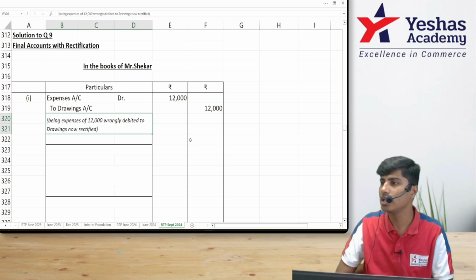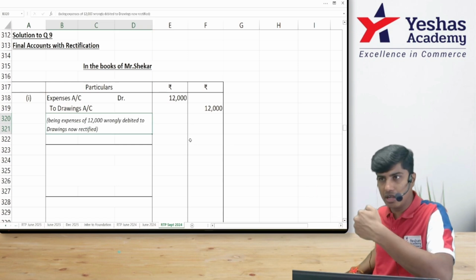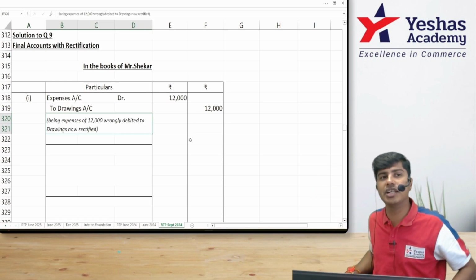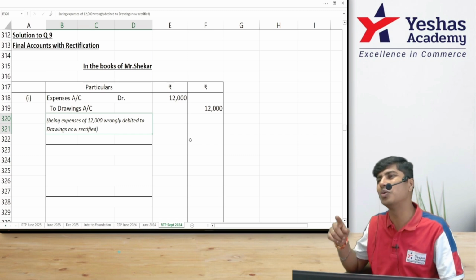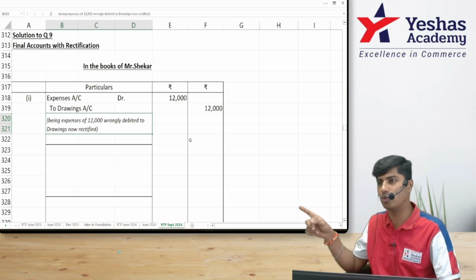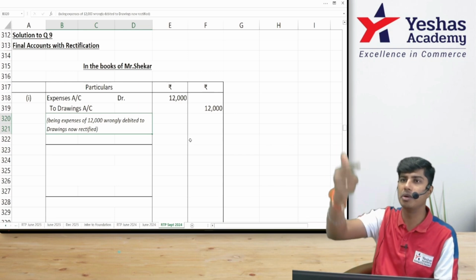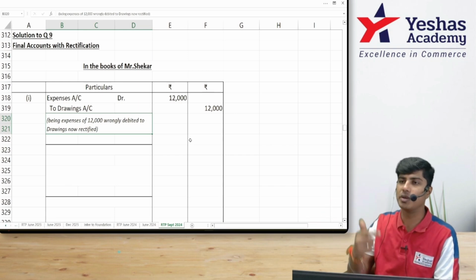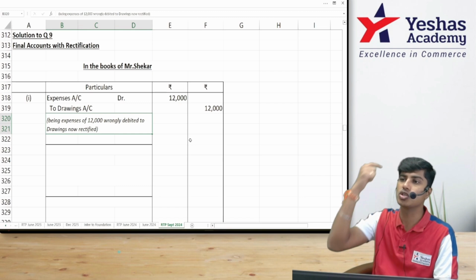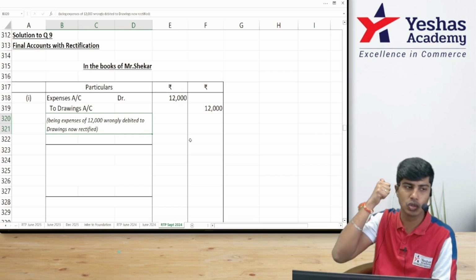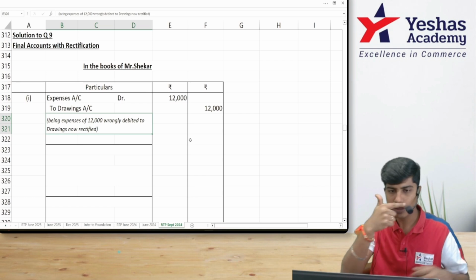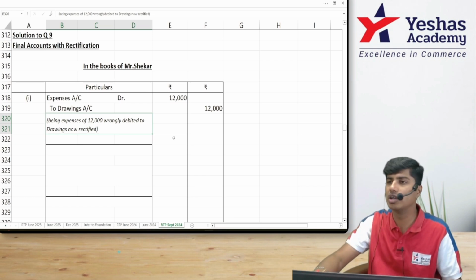Did you understand this? I have withdrawn money from the bank for expense. I should have written the entry expense account debit to bank. I have wrongly written drawings account debit to bank to the extent of 12. Drawings which was wrongly debited will be now credited. Expense which was supposed to be debited and was not debited is now debited. Entry is expense account debit to drawings account.